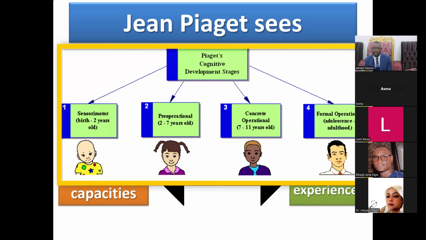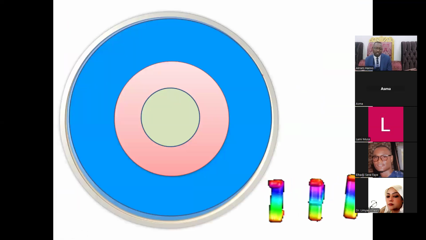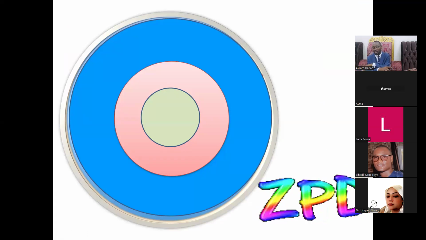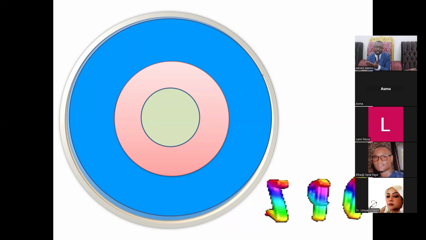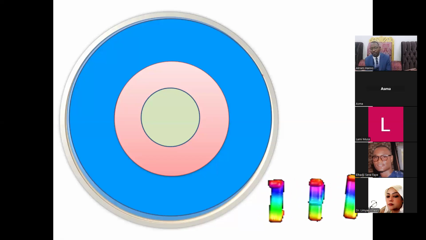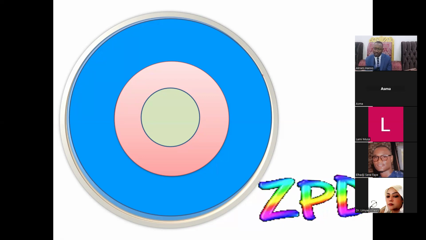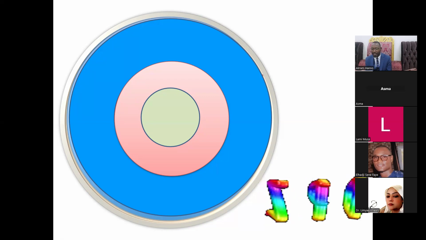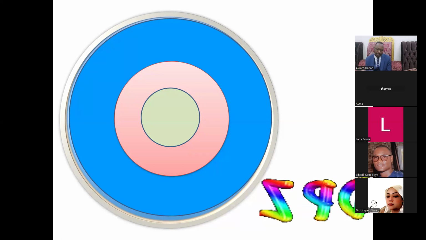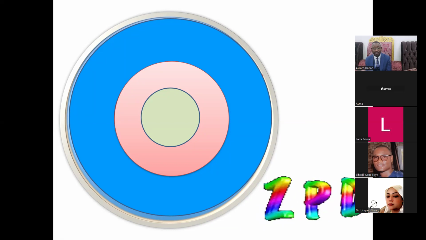He has 4 stages. But let's see what's different. We have something different from this, totally the opposite, from what Jean Piaget sees. We have a linguist, a Russian from the Soviet Union, when there was the so-called USSR, by the name of Lev Vygotsky, who sees it as ZPD, the zone of proximal development.